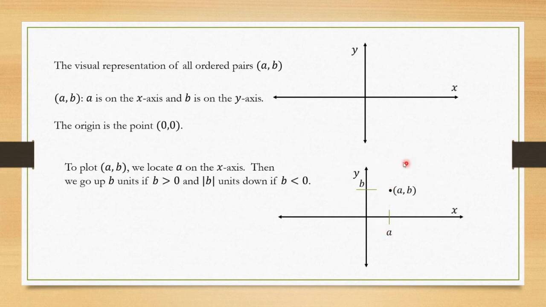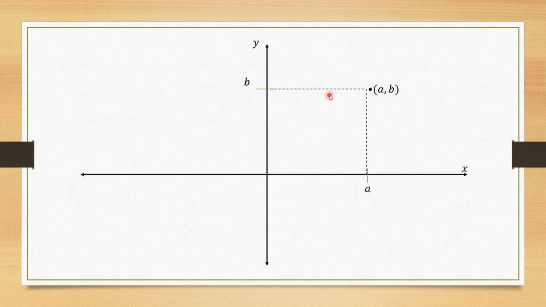Now, this might be a little tricky to see. So on this slide, I zoomed in a bit with dashed lines. Hopefully that makes it easier to see. But again, the idea is not hard. You probably have done this before. If you haven't, that's okay. But the whole idea is you locate A on the x-axis by moving to the right or left. Then you go up or down. You go up B units if B is positive, down B units if B is negative. That's the whole idea.